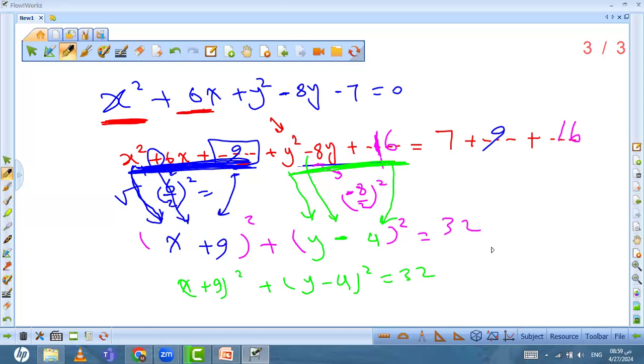Now, I can get the center and radius. My center, how can we get the center? This one positive 9 became negative 9. This one negative 4 became positive 4. My radius, radical 32. Now, guys, we finished circle.